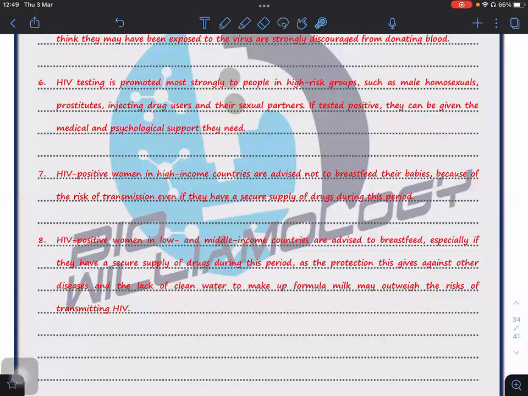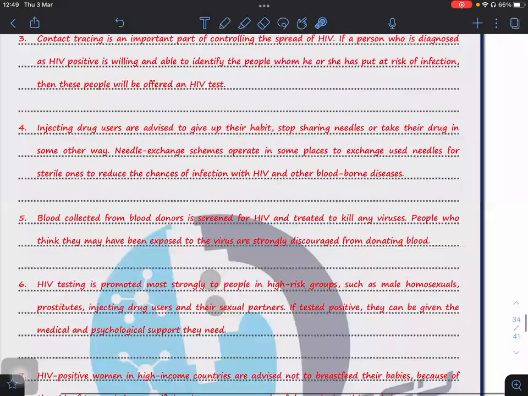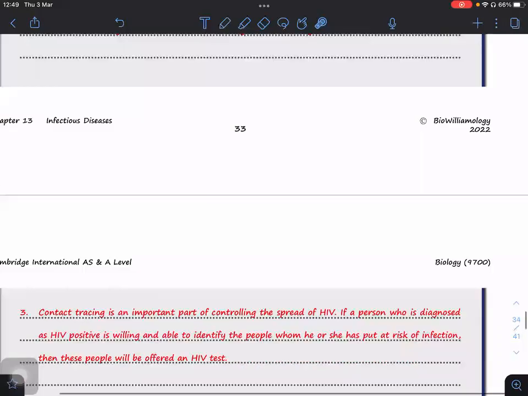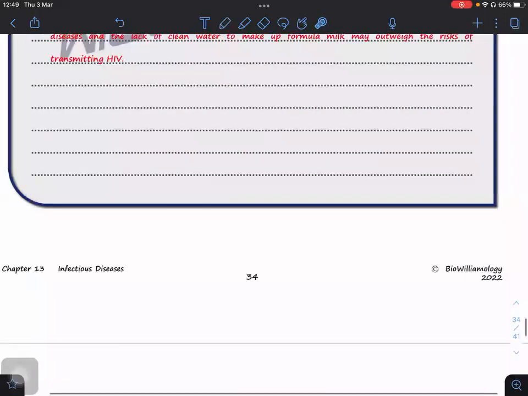Are you clear? So these are the methods used to prevent and reduce the transmission of HIV or AIDS. Choose some to remember, for control and prevention.